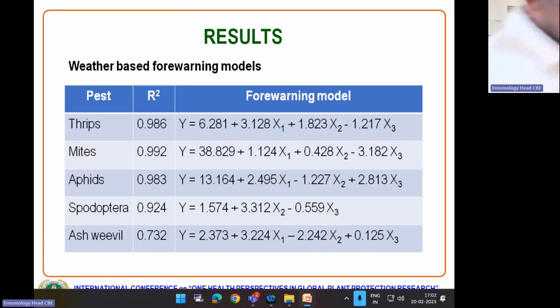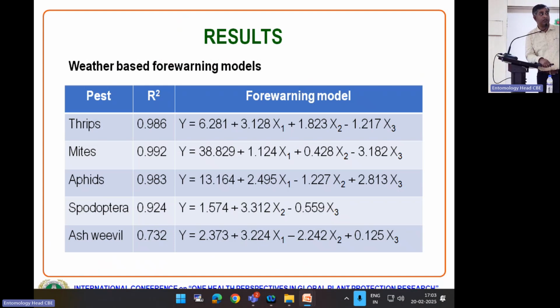Here we have developed a weather-based forewarning model. We have taken only 4 weather parameters. Since this study is conducted under protected cultivation, only maximum temperature and minimum temperature, and morning and evening relative humidity were taken for the study, because rainfall and wind velocity do not have any impact in the polyhouse. So only 4 weather parameters were taken for the analysis. Here the thrips and mites are positively correlated with the maximum and minimum temperature and negatively correlated with the humidity.